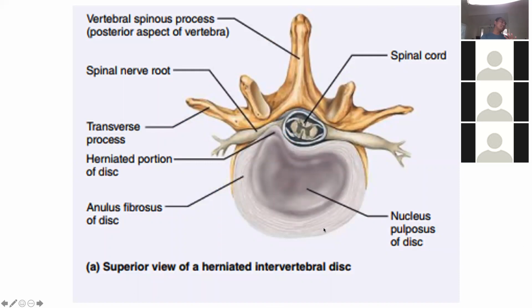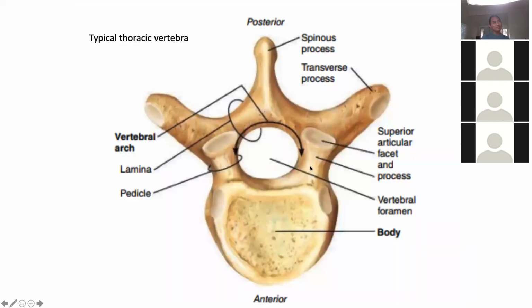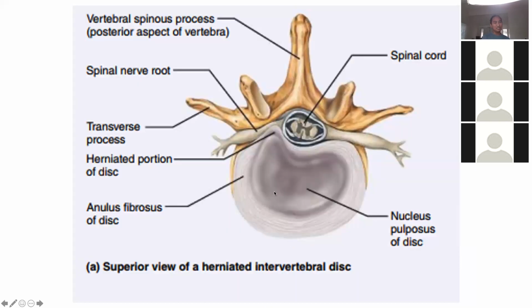Yes, if we cover with the disc, this is what we have. The disc has two portions: inside, the nucleus pulposus, and outside, the fibrous annulus fibrosus, fibrous tissue outside, and the inner nucleus, what we call nucleus pulposus. So on the body of the vertebra, we will have the disc lying like that.